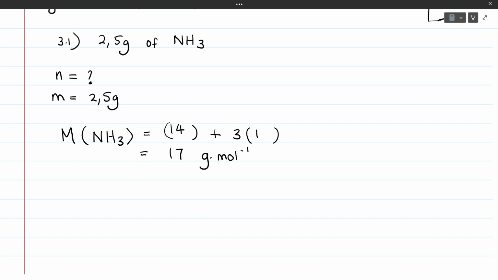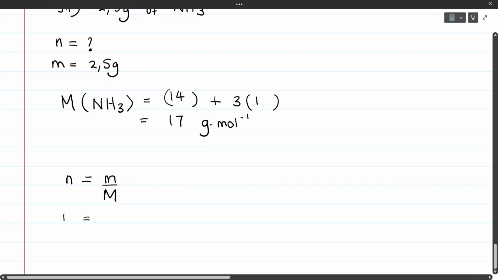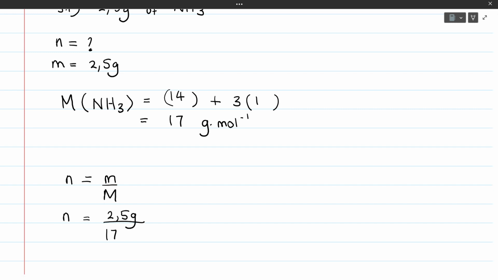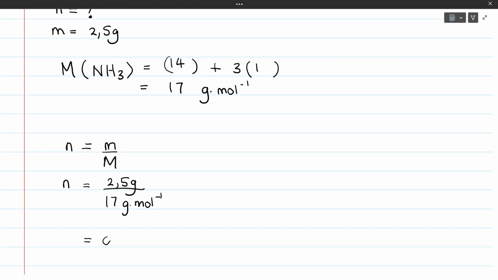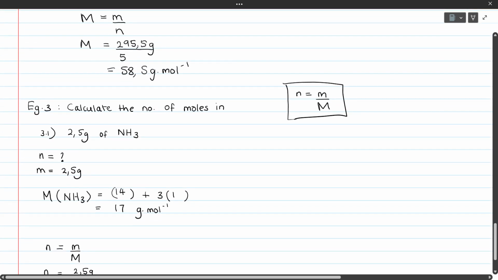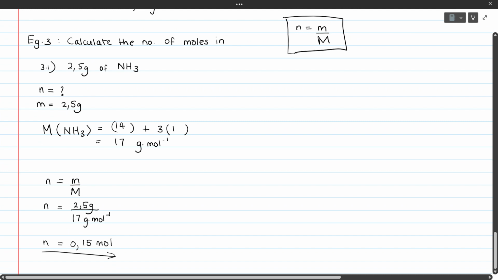Okay, and then we have our formula. And now, since we know what small m and big M is, we're simply going to substitute. So we have 2.5 grams all over 17 grams per mole. And if we calculate that, we should get an answer of 0.15. And don't forget your unit as mol. Okay, so again, not too bad this question.